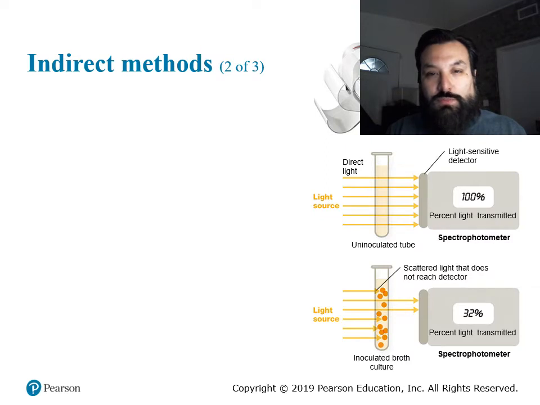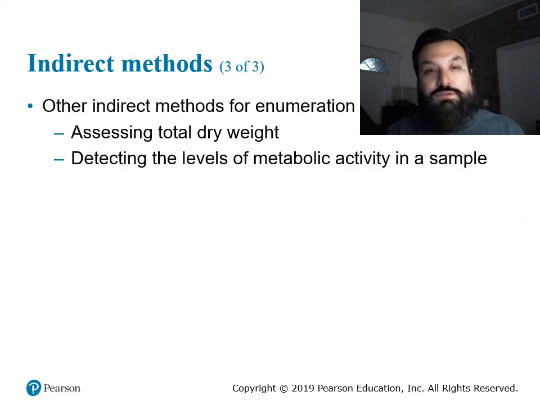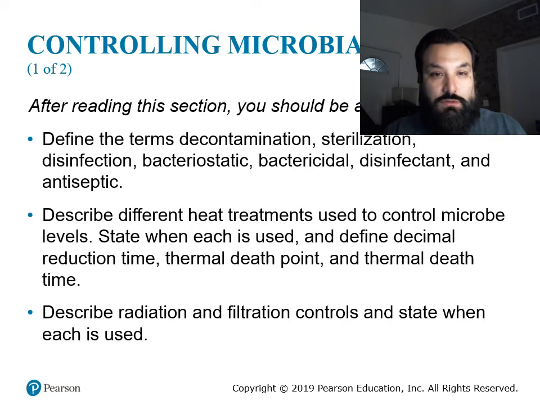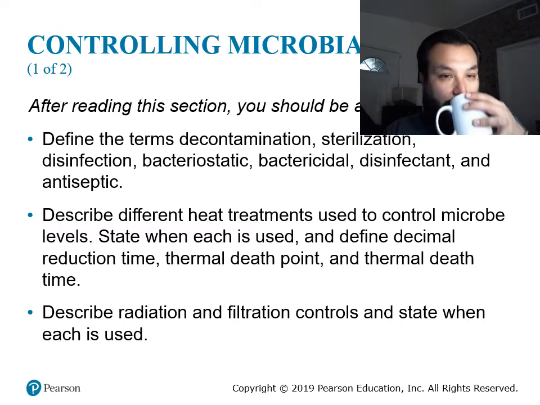You can also measure it by shining light through it and having a machine read how much light goes through the test tube. That can tell you how much growth there is, or less growth, and this is what we see here. Okay, let's just move on to controlling microbial growth.